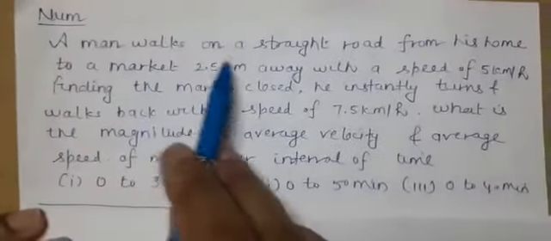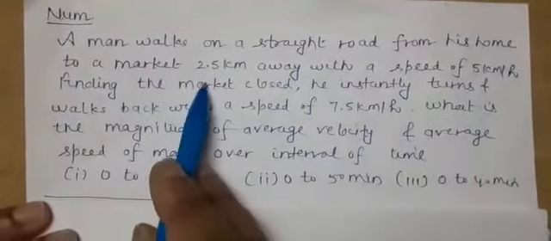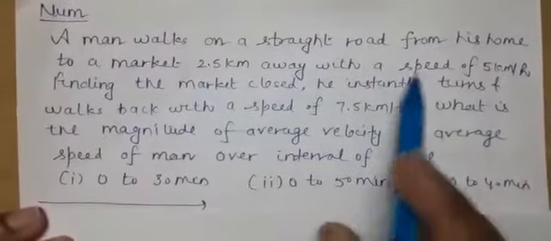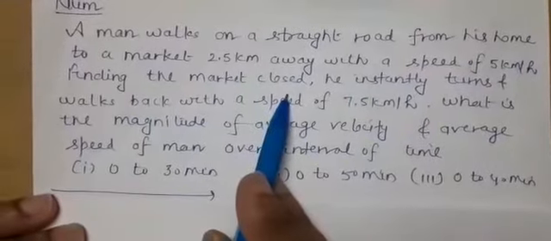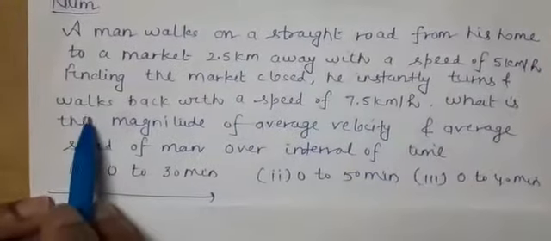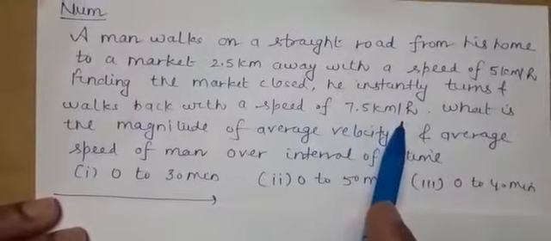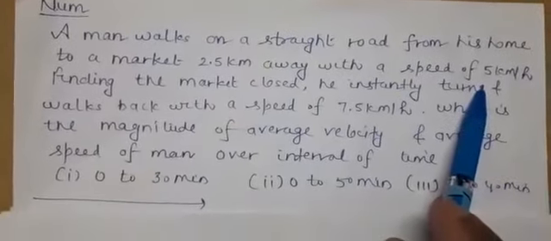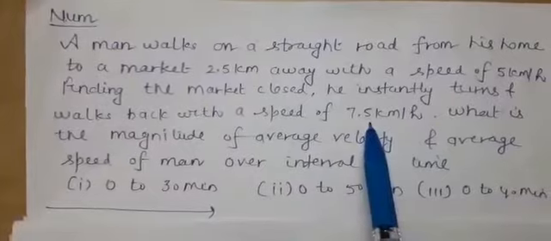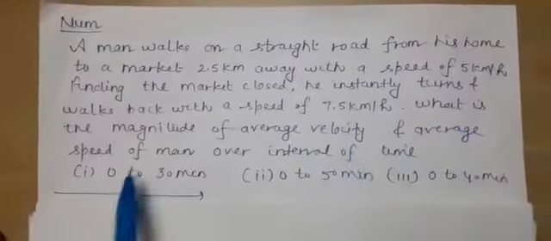A man walks on a straight road from his home to market. Man is moving from home to market 2.5 kilometer away with a speed of 5 kilometer per hour. Finding the market closed, he instantly turns and walks back with a speed of 7.5 km per hour. See, at this time speed is increased, but in the previous case, for the same distance, it was 5 km per hour. Now the speed is 7.5 km per hour. What is the magnitude of average velocity and average speed of the man over the interval of time?